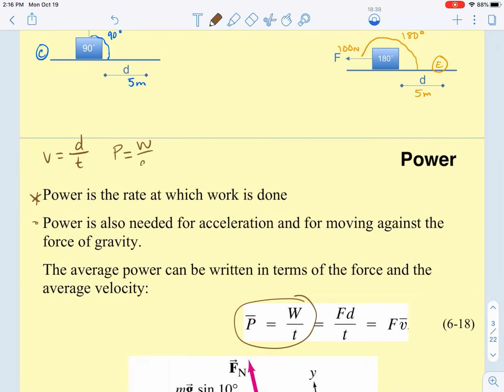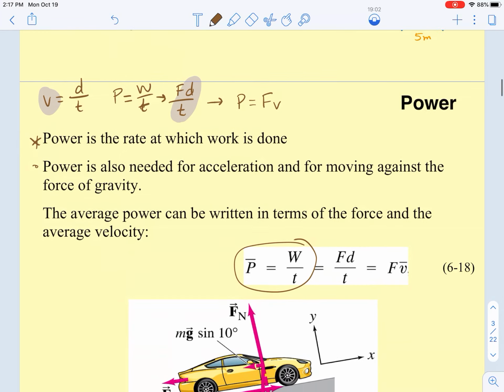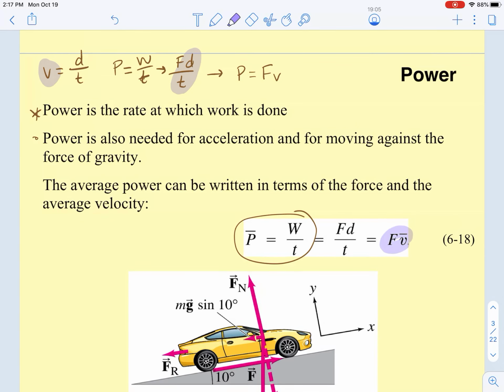So if we have power, which is work divided by time, and we don't know what that work value is, then we can expand that and say that it is force times displacement divided by time. If I just take a second and look right here, there's my distance over time. That is velocity. So what we want you to know now is you can also calculate power by multiplying force times velocity. So you now have a second formula for calculating the power, assuming that you know the force and the velocity.